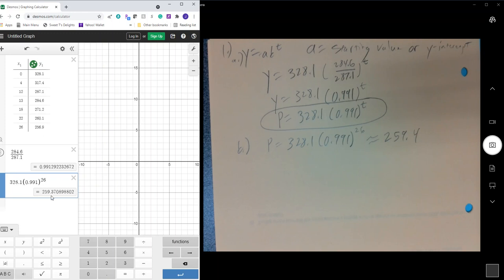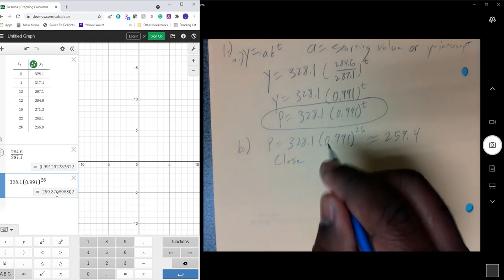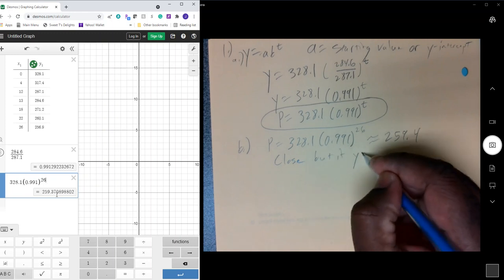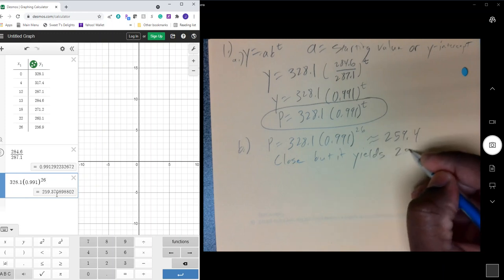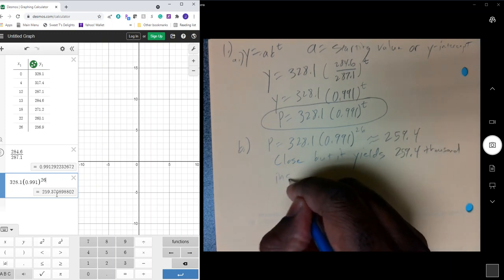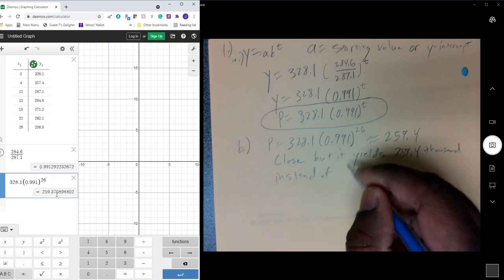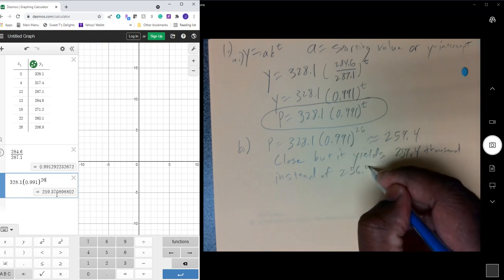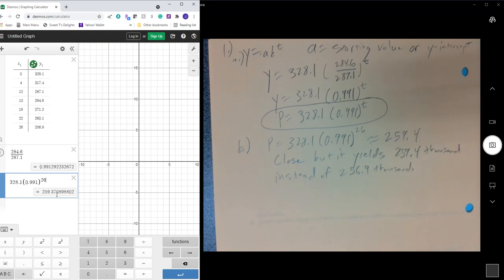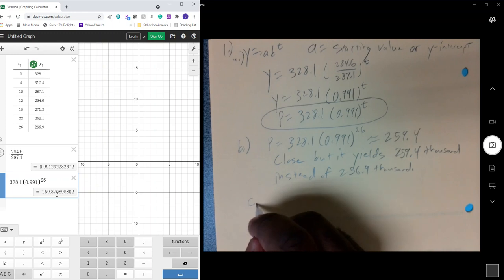Now, if we look at our table at 26, we got 256.9. Here we have 259.4. So basically, we could say it's close, but it yields 259.4, and it's supposed to be 256.9 because these are in thousands.